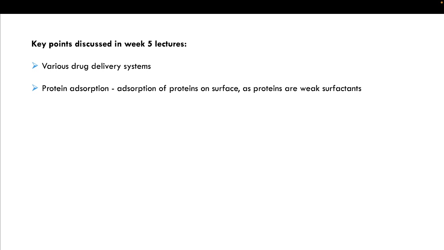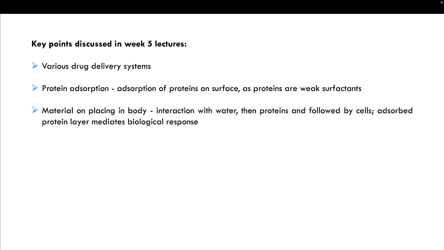As I said, proteins adsorb on the surface because they are weak surfactants. So basically, when you place a material inside a human body, there is a lot of water content in the body. First the material will interact with water, then proteins, and lastly the cells present in the patient's body will start interacting with the material. Now what does this tell us? What cells are going to interact with the material is governed by what protein layer it has over it. So this essentially means that the adsorbed protein layer mediates a biological response.